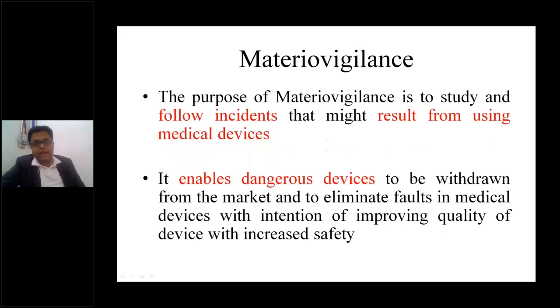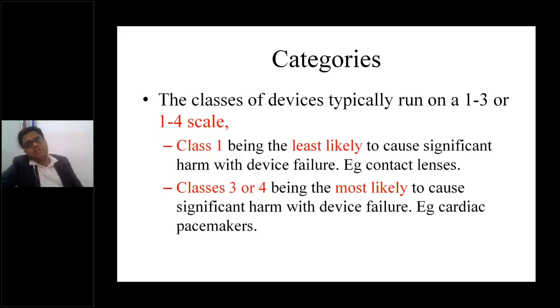So when we talk about the categories, we divide the materiovigilance into 4 categories. Class 1 being the least likely one which can cause any harm. For example, contact lenses. They do not cause harm to the body, but yes, they can reduce the eyesight. And class 3 and 4 are the most likely causes, which causes severe mortality or morbidity in the patient. For example, cardiac pacemaker that we have. So the cardiac pacemaker can lead to the death of a person if it is not properly validated and not properly tested before coming to the market.